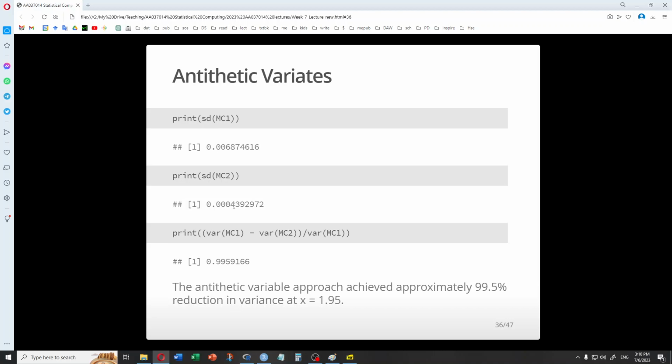If you want to know how many percent of reduction we have produced, we can take the variance of MC1 minus the variance of MC2, divide by the variance of MC1, and we get 99.5%. So the antithetic variable approach achieves approximately 99.5% reduction in variance when x is evaluated at 1.95.